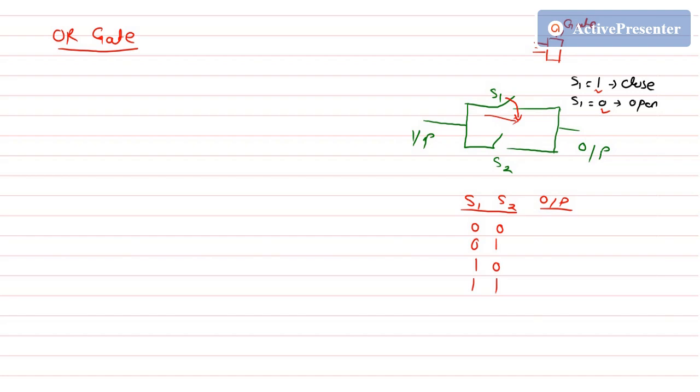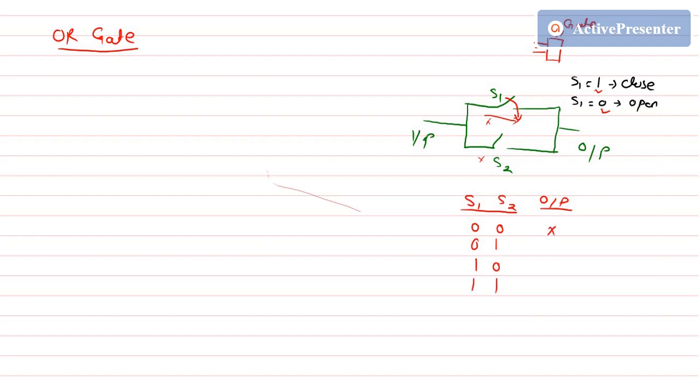Okay, let us see what the first condition is. In the first condition the logic is 0 0. 0 0 means the switches are open, so no switch is connected, so no signal will pass here, neither here nor here, so there will be no output. So I will put a cross mark here.